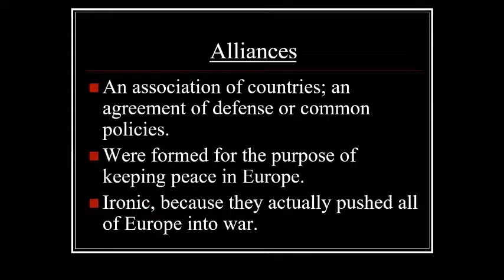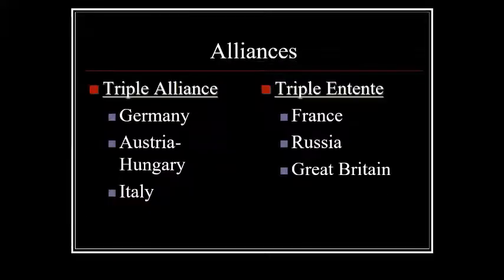Now, the alliances. Well, what is an alliance? It is basically a deal between countries that, hey, if I'm under attack, are you going to help me? You will? Awesome. Okay. So these would be formed for keeping peace in Europe. And the ironic thing, as you see at the bottom there, is that it actually pushed Europe into World War One, because nobody knew who was allied with who. So that causes some problems, as we will see today.